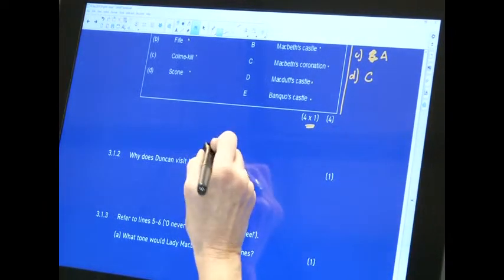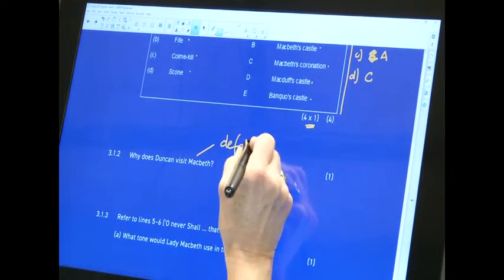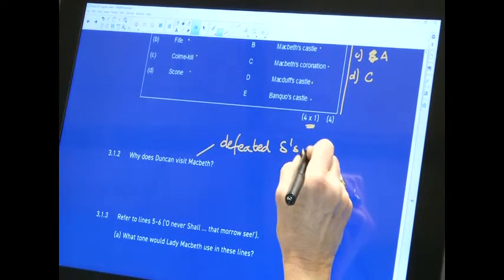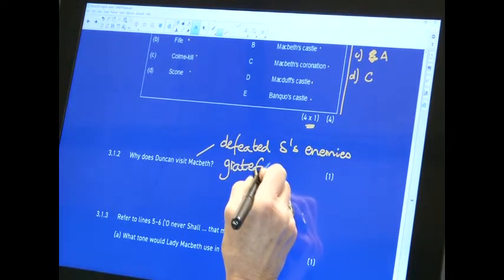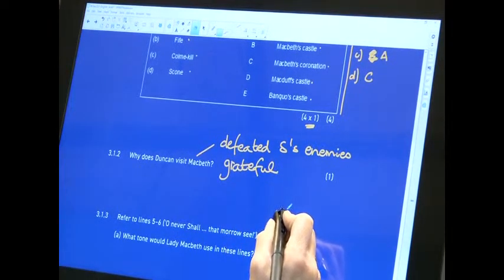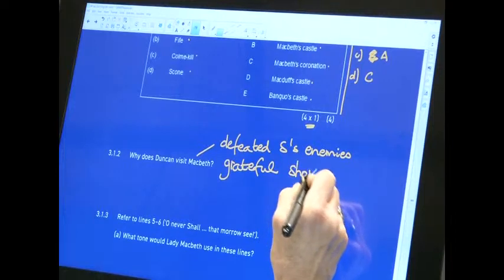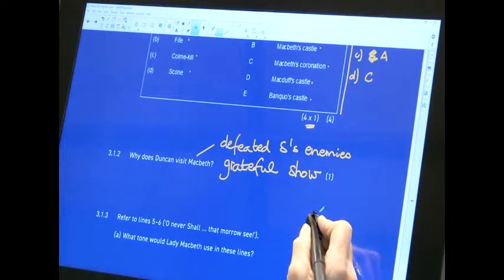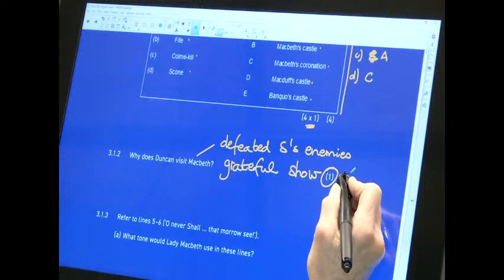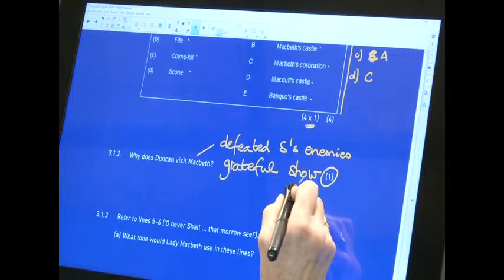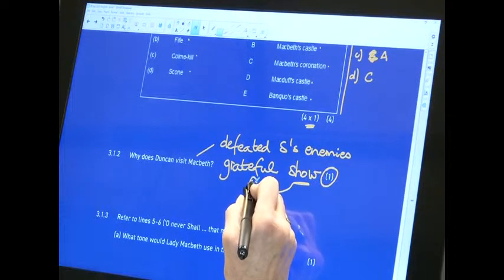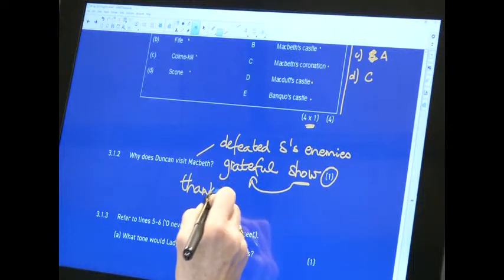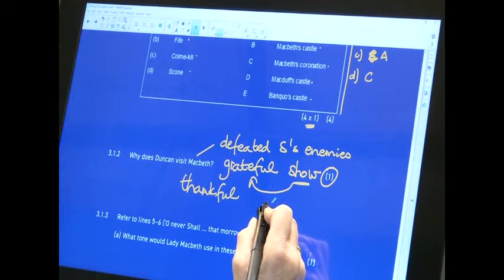Well, Macbeth has just defeated Scotland's enemies, and Duncan is very grateful to Macbeth for what he has done for him and for Scotland, and he wants to show Macbeth how grateful he is. So it's only 1 mark. So I think start with the show. Duncan wants to show his gratitude, how grateful, how thankful he is to Macbeth for defeating Scotland's enemies.